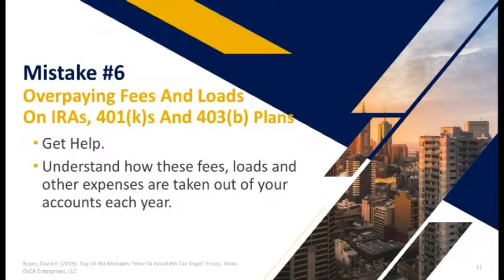Now, Freeman, let's start with mistake number 6, which covers overpaying fees and loads on IRAs, 401ks, and 403b plans. Exactly what are fees and loads, and how are they taken out of our accounts? That's a good question. Let me refer to this Wall Street article where we talk about the hidden cost of mutual funds. The average expense ratio for most mutual funds is 1.3%. However, there are undisclosed costs that the participant or the owner of the mutual fund may be totally unaware of.